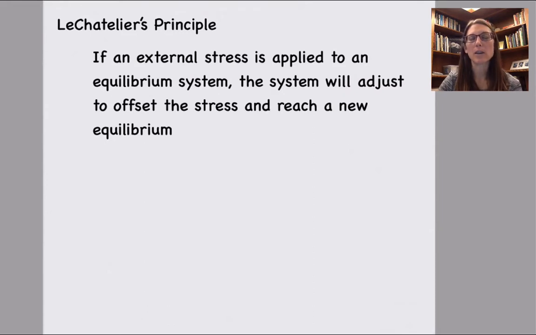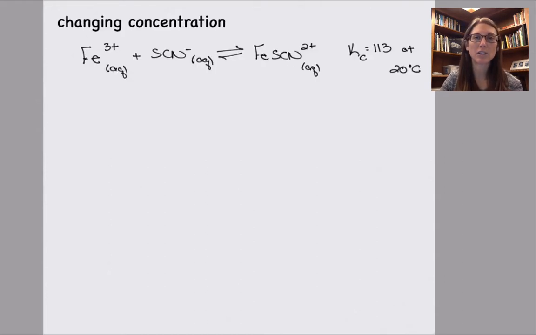And you can have that external stress take a variety of forms. It might be changing the concentration of one of your chemicals. It might be changing the volume of a system for a gas that it's in. It might be changing the temperature of the system. All of these things are going to impact your equilibrium. Let's start by looking at how changing concentration will impact your equilibrium.